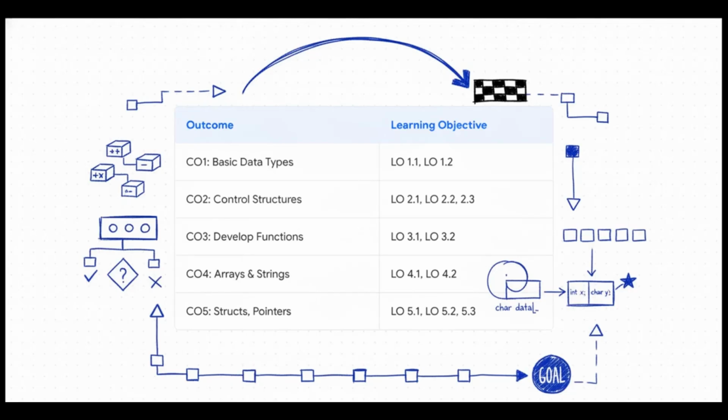Let's zoom out for a second and see how this all builds into the final picture. This rigorously structured grading scheme ensures you've systematically hit every single mark, from Course Outcome 1, which covers basic data types and operators, all the way to Course Outcome 5, covering structures, memory, and pointers. Every single task, every flowchart, and every line of code you write in this 60-hour lab is deliberately mapped back to make absolutely sure you master these fundamental concepts and learning objectives.